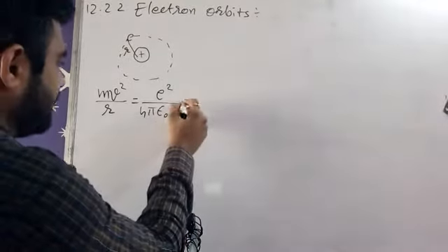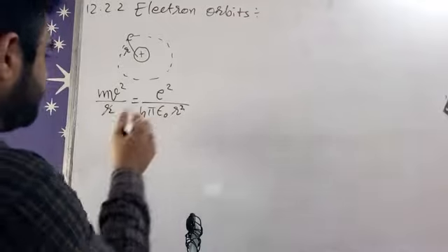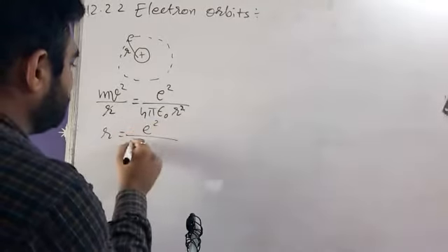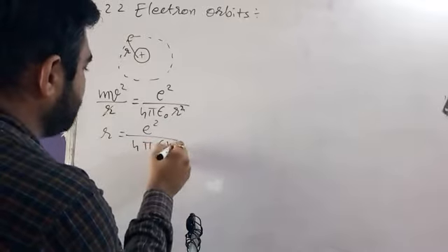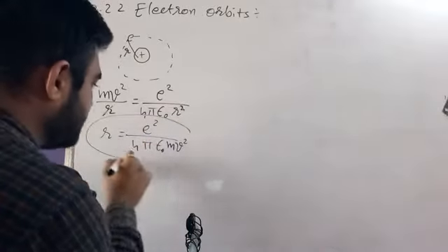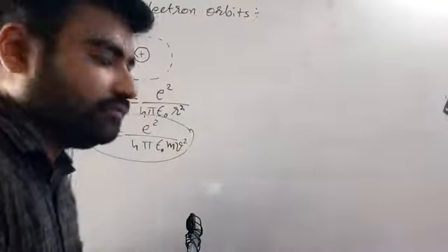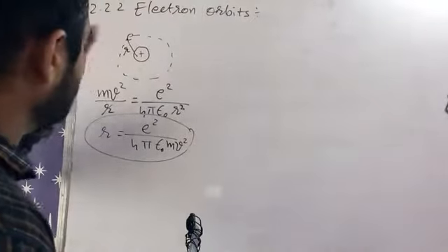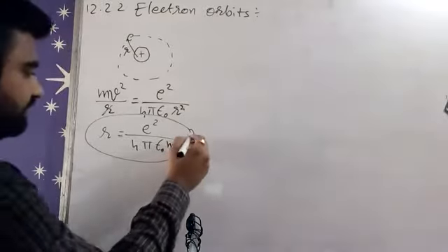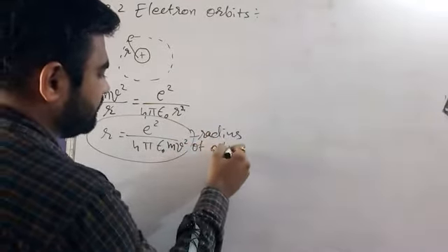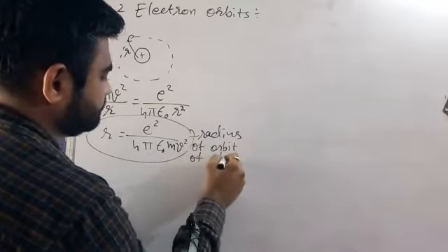So r square gets cancelled out. If we make r the subject, then what happens? r is equal to E square upon 4 pi epsilon 0 mv square. So this is the orbit in which the electron is rotating around the nucleus. This is the particular radius of the orbit, so it is called the radius of orbit of the electron.